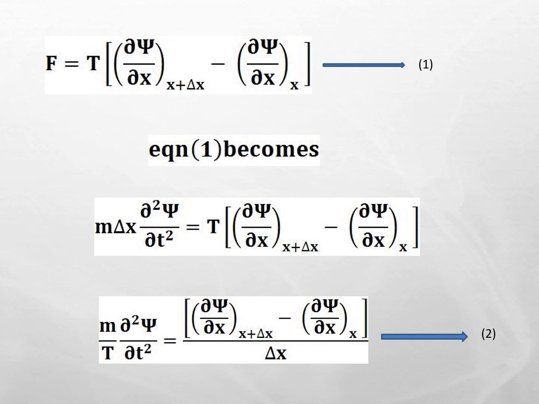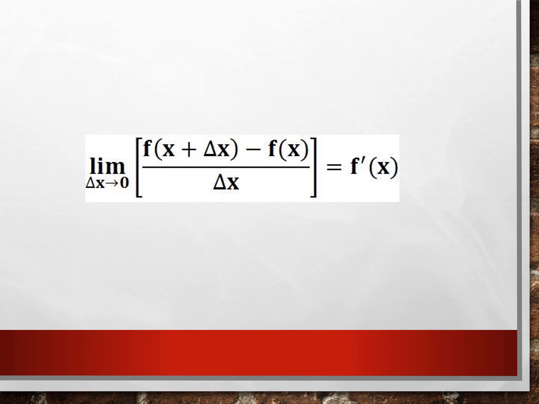Now substitute the value of F in equation number 1. Then it becomes like this. By cross multiplying, bring the tension on the right hand side to the left hand side of the equation and delta x from the left hand side to the right hand side of the equation. Now you will get equation number 2. You must be familiar with this equation which you have studied in your maths class during plus 2. It gives a definition of differentiation.